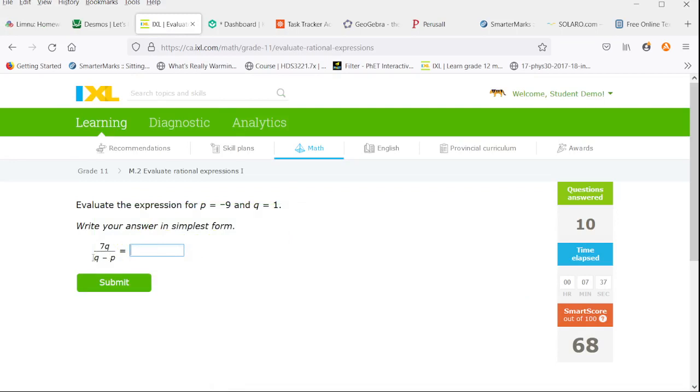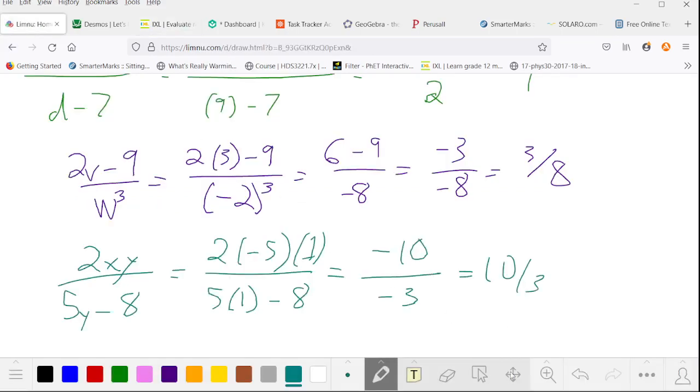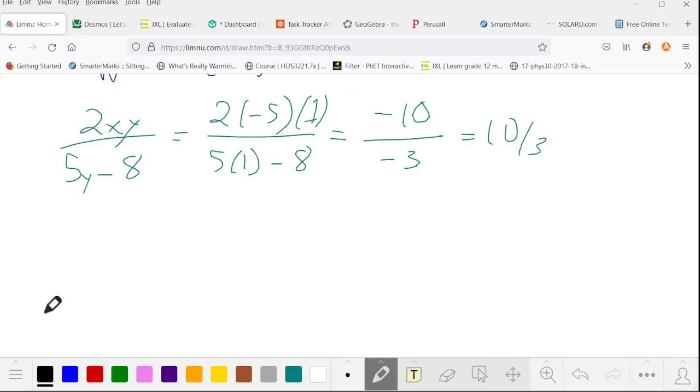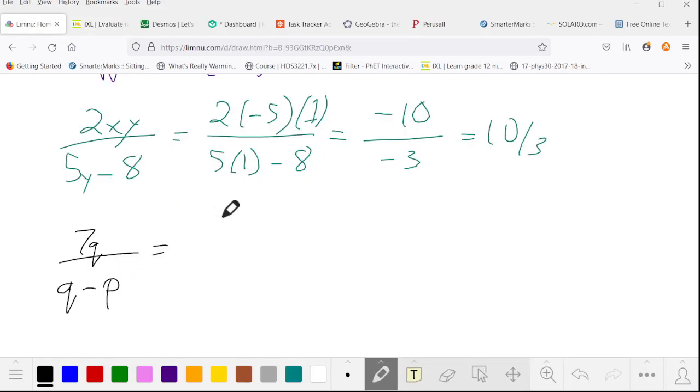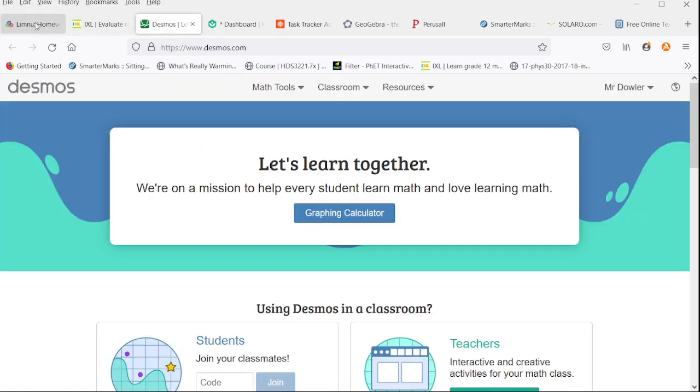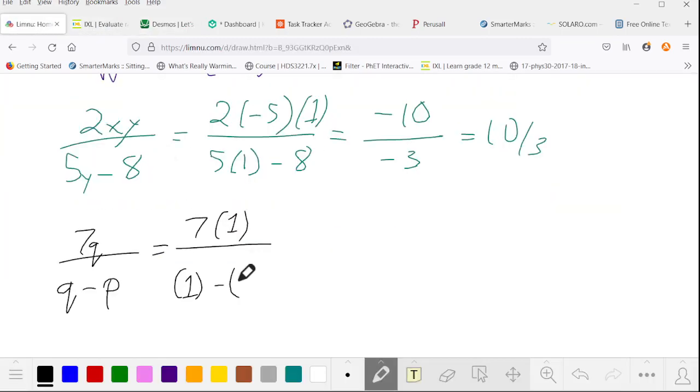So now 7q over q minus p. You want to mind your p's and q's. 7q over q minus p. We want this for q equals 1 and p equals negative 9. That's 7 over 10.